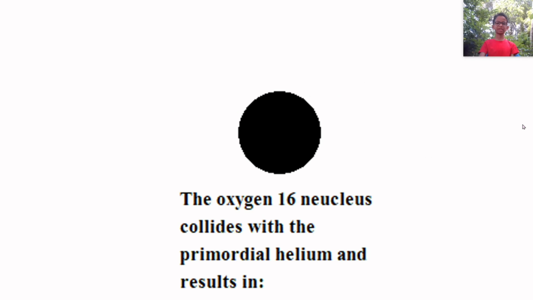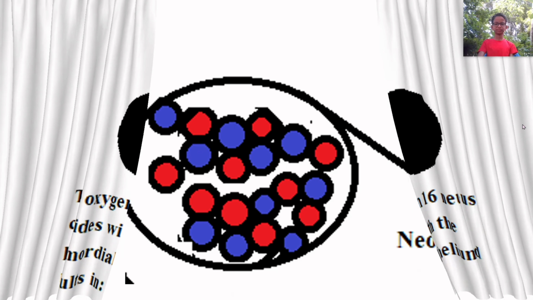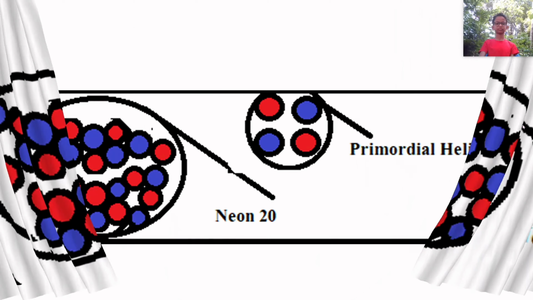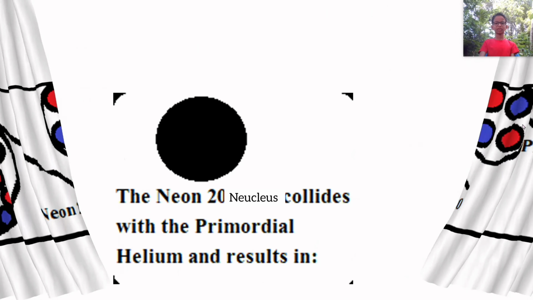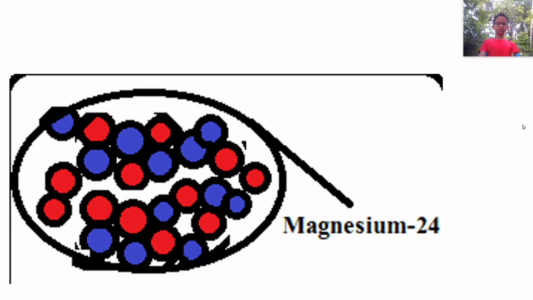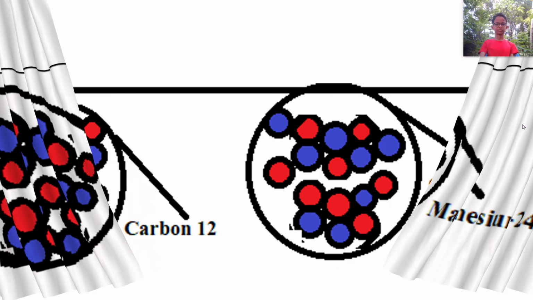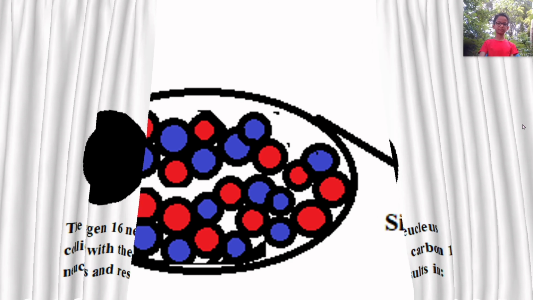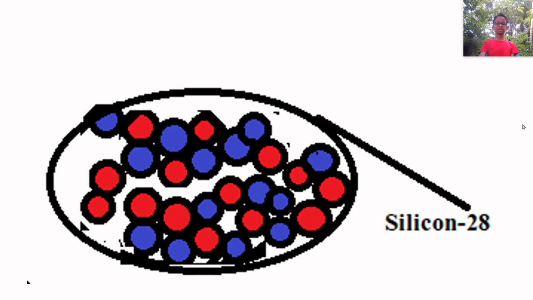The oxygen-16 nucleus collides with the primordial helium and results in a nucleus of neon-20. The neon-20 nucleus collides with the primordial helium and results in a nucleus of magnesium-24. The oxygen-16 nucleus collides with a carbon-12 nucleus and results in a nucleus of silicon-28.